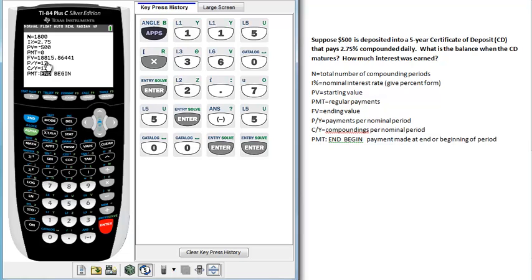And so I'm going to skip over that. I'm going to leave that number in there. I don't have to worry about it. I'll just jump right down below it. Okay, and so now payments per year.